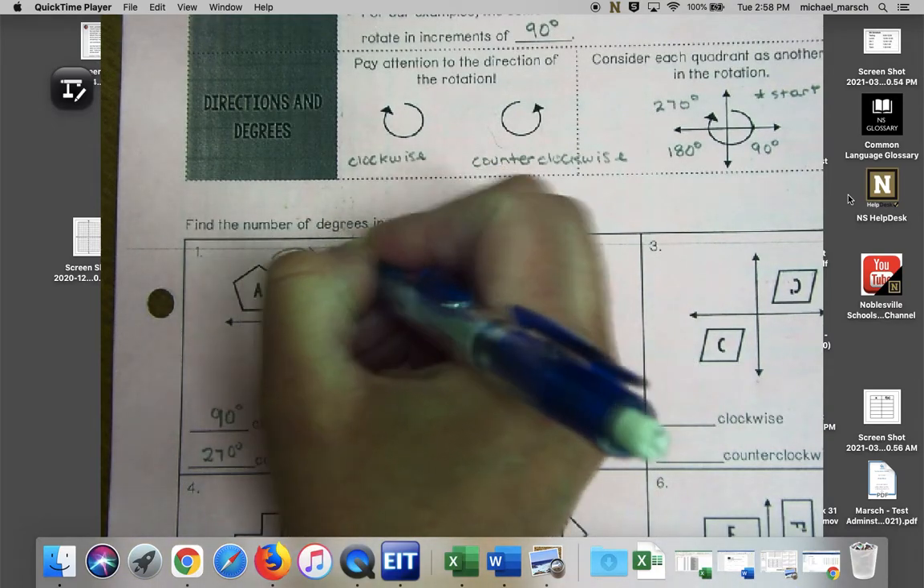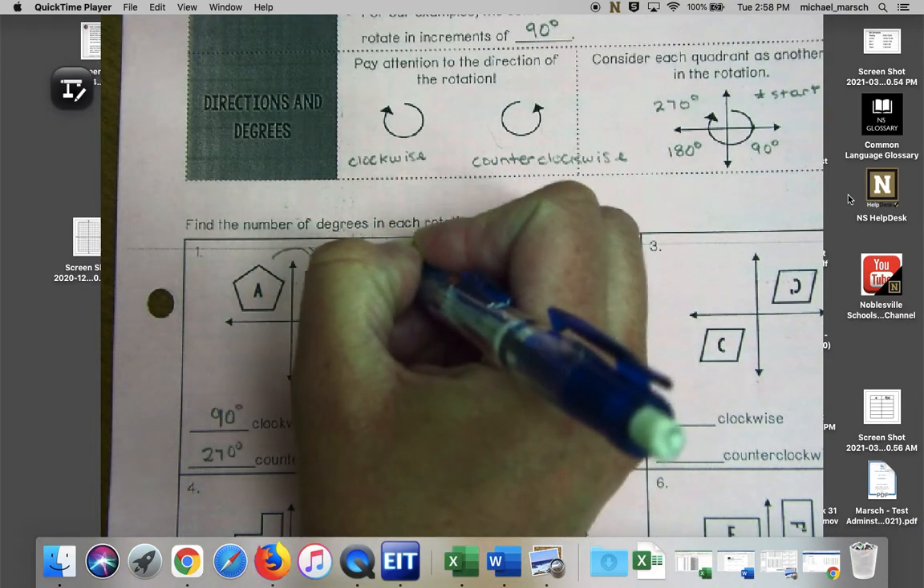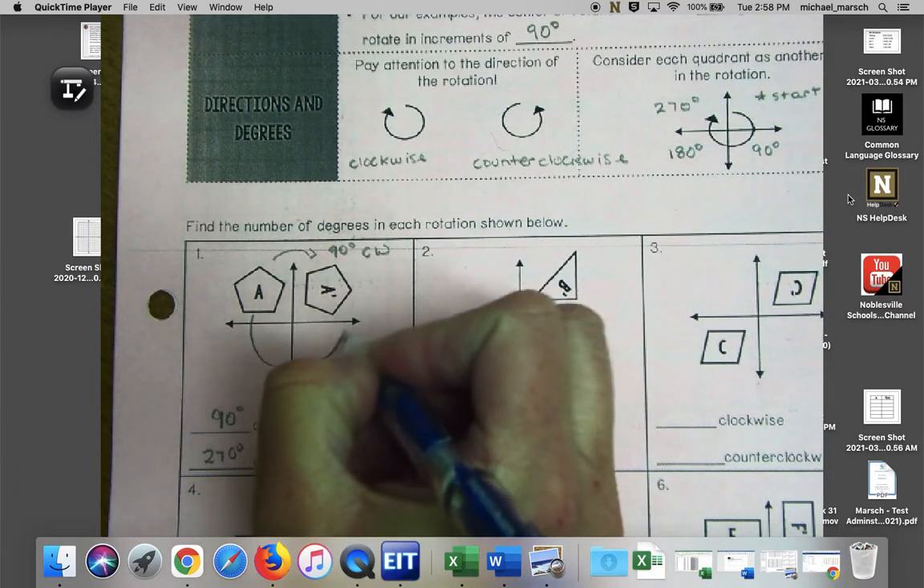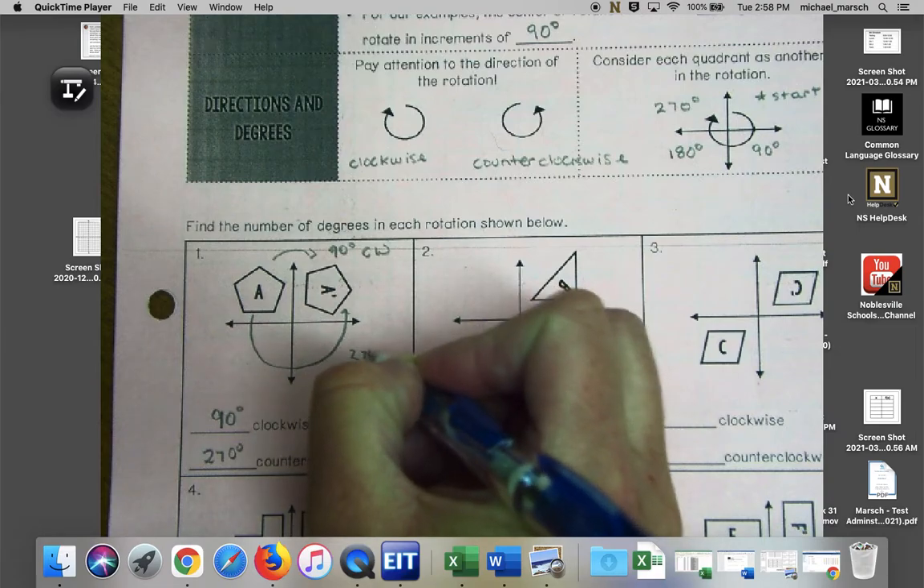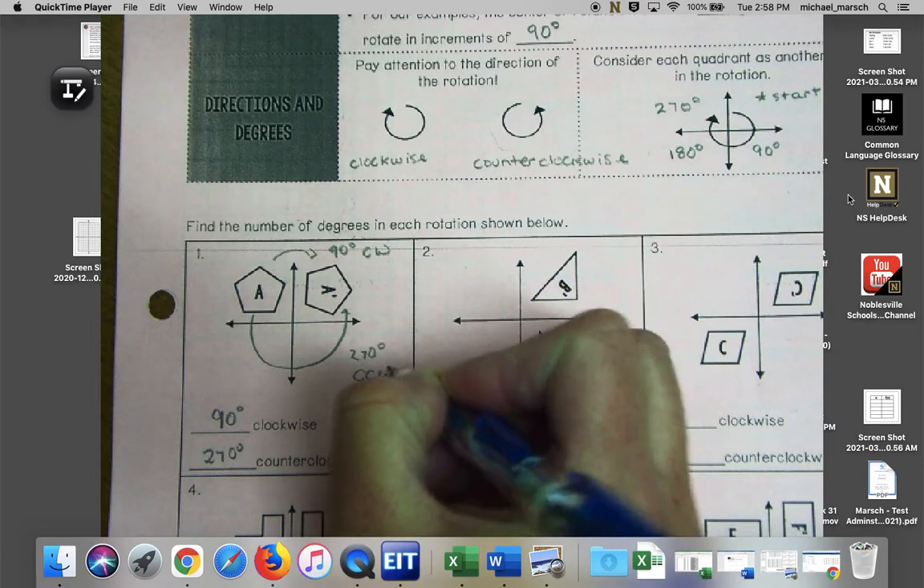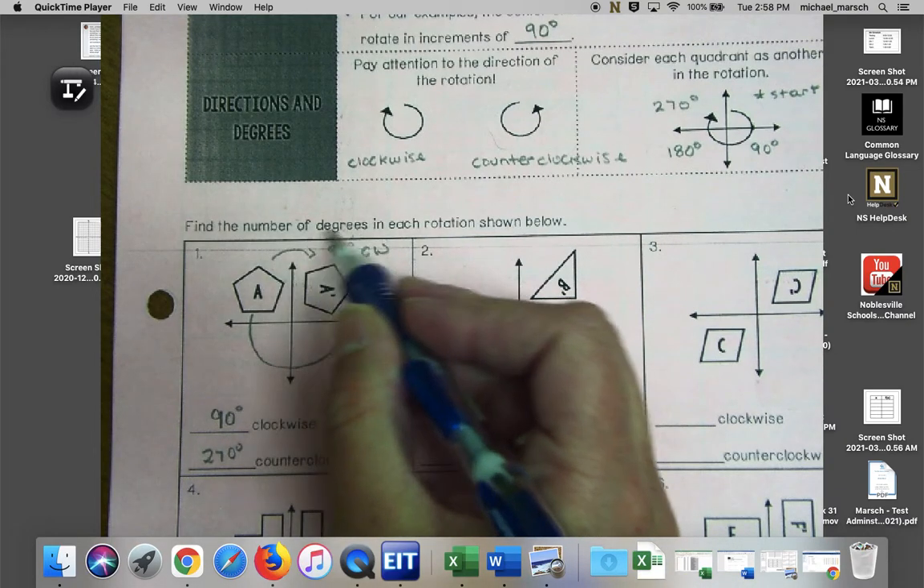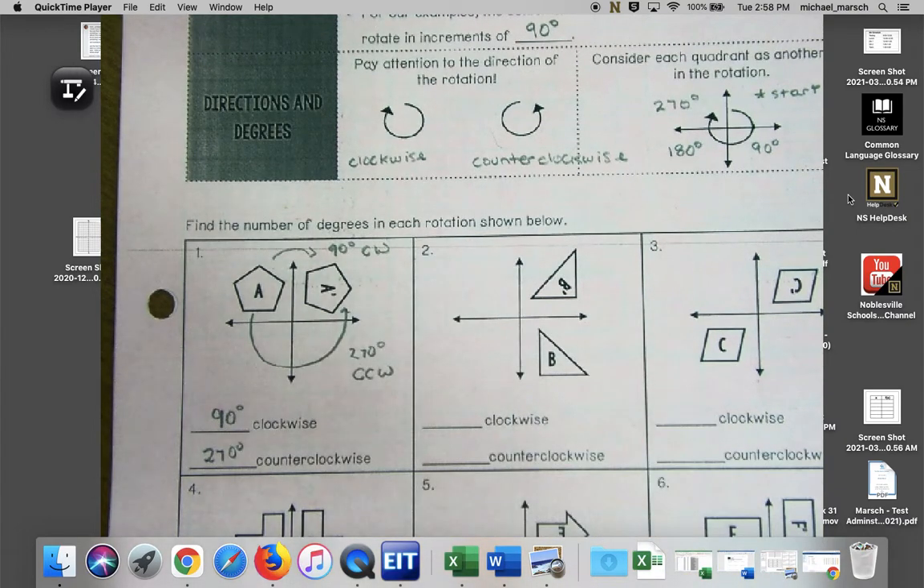So this is 90 degrees, and we're just going to use CW for clockwise, or 270 degrees counterclockwise. If I connect those two arrows, what do I get? 360. So if it moved 360 degrees, it would be in the exact same location, right?